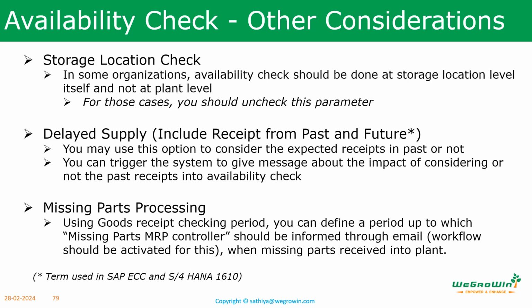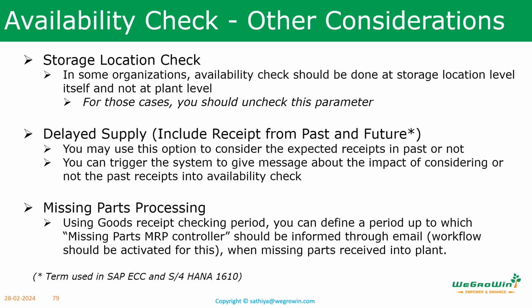We can use this option to consider the expected receipts in the past or not. If there are expected receipts in the past, the system will not consider them. I mean, it will give a warning message, right? So that if the receipts that are available in the availability check are in the past, it will give a message. We can see that. And then the missing parts processing.